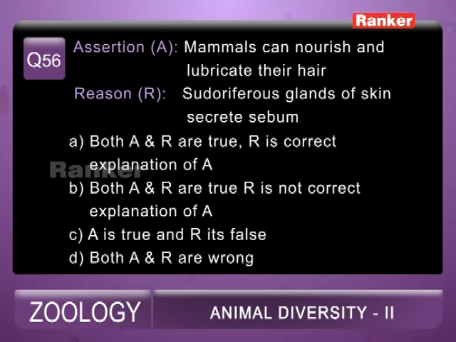Assertion: mammals can nourish and lubricate their hair. Reason: sudorific glands of skin secrete sebum. Options are A. both assertion and reason are true and reason is the correct explanation of assertion. B. both assertion and reason are true, reason is not the correct explanation of assertion. C. assertion is true and R is false. D. both assertion and reason are wrong.